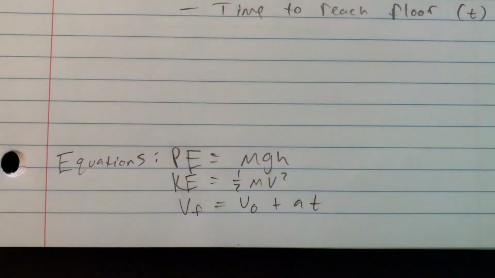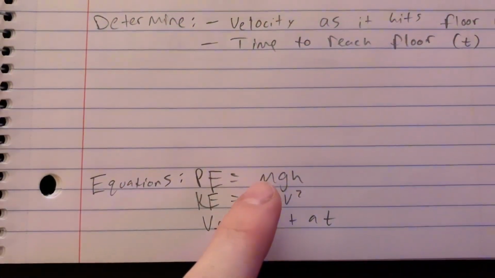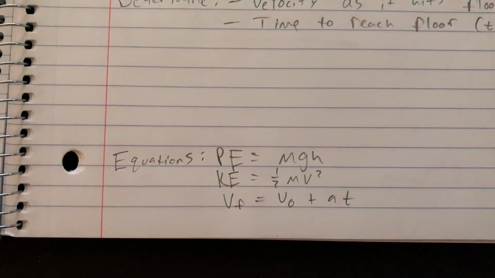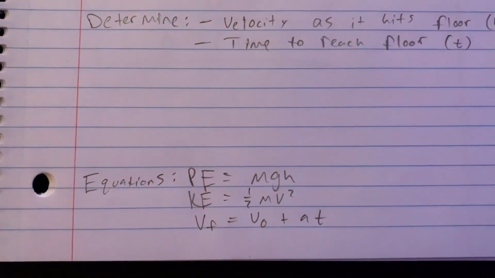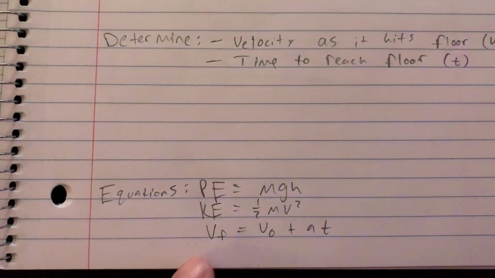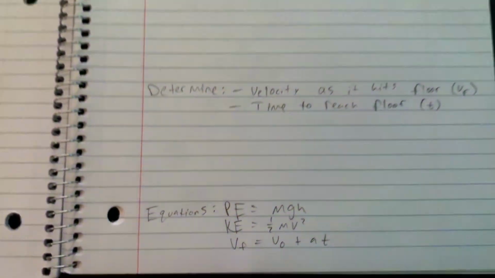The equations that we will use for this are that potential energy in this case is equal to mgh, and kinetic energy is equal to 1/2 mv squared. And then for the time, we have the final velocity is equal to v0 plus acceleration times time.